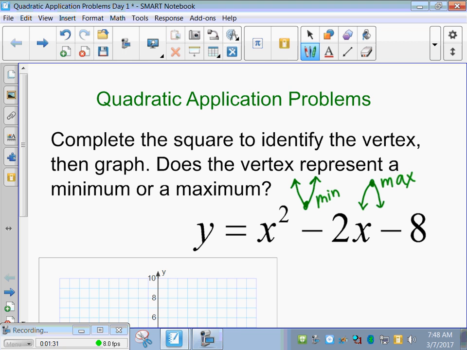But this graph right here, because x squared is positive, does it open up or down? Yeah, so since it goes up, when we do get the vertex, is it a min or a max? Yeah, so I already know that this particular problem is going to have a minimum because I have a positive x squared.